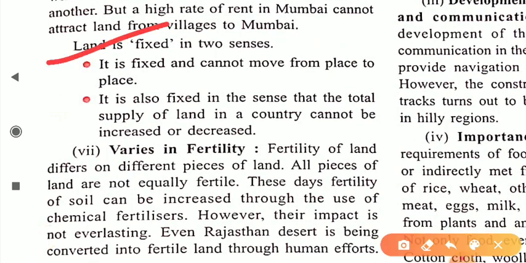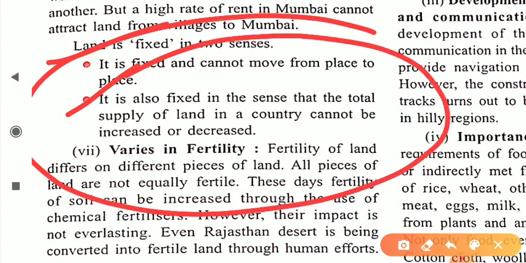Now, land is fixed in two senses. First, it is fixed and cannot move from one place to another. Second, it is also fixed in the sense that the total supply of land in a country cannot be increased or decreased. We are all familiar with this concept: the geographical boundary of every country is defined by human beings and predefined, so we cannot raise that particular area of land.